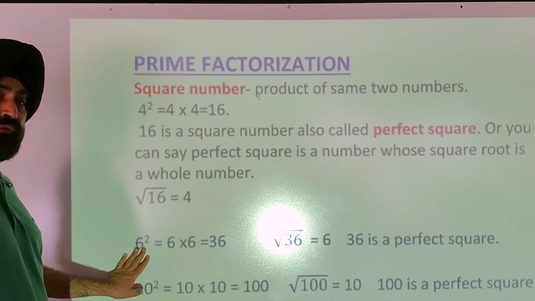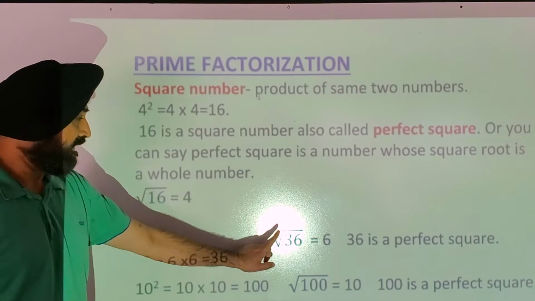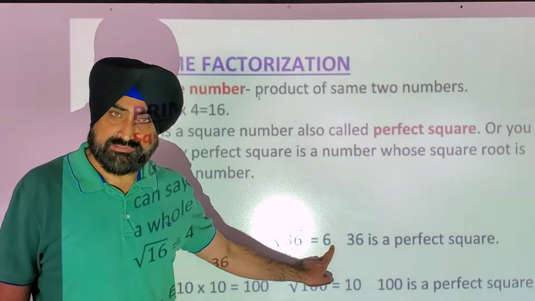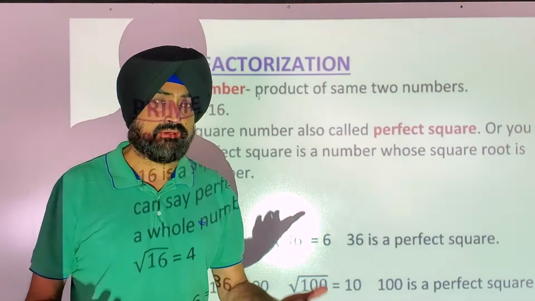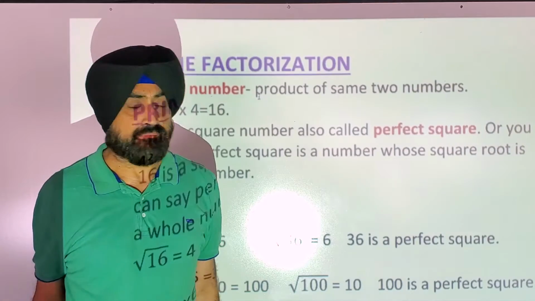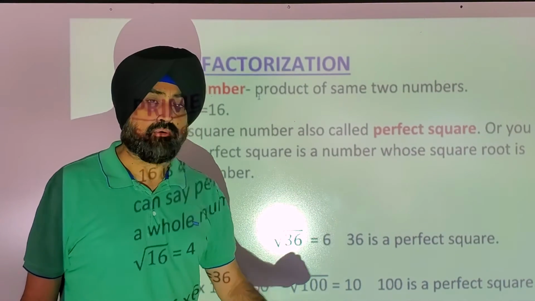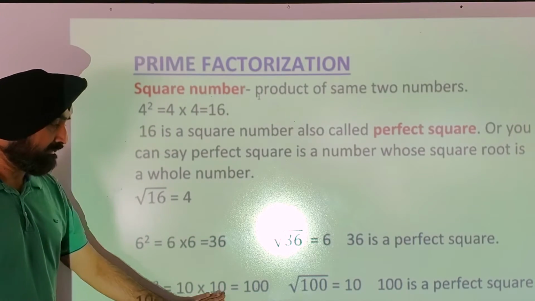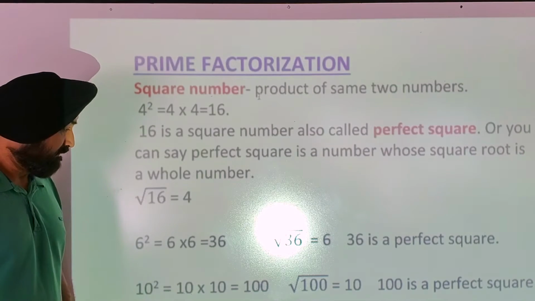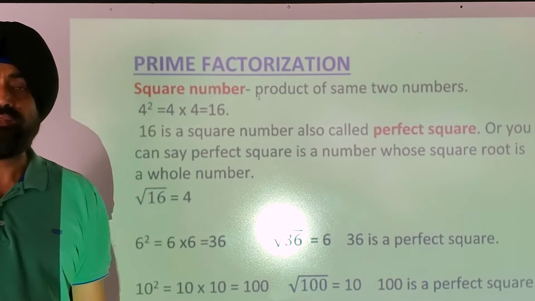For example, the square of 6 is 6 times 6, 36. And if you find the square root of 36, you get 6. So 36 is a perfect square. That means the square root should be a whole number. For example, 10 square. 10 times 10 is 100. And we know the square root of 100 is 10. So 100 is a perfect square.